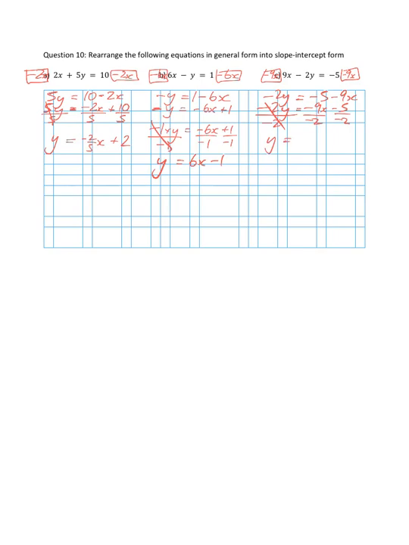Cancels. Y is going to be -9 divided by -2. Doesn't cancel down, but it does make a positive. Take a -5 over -2 is going to be +5 over 2. So that is that page done.